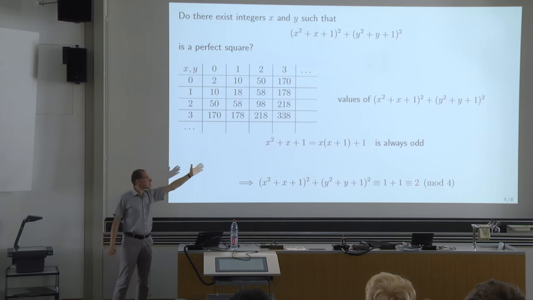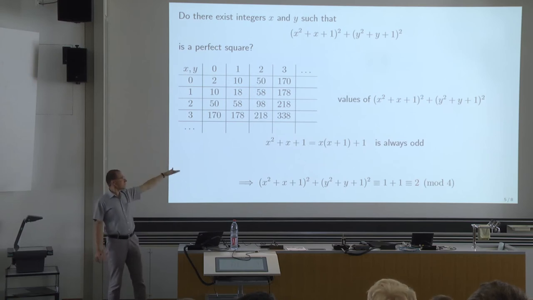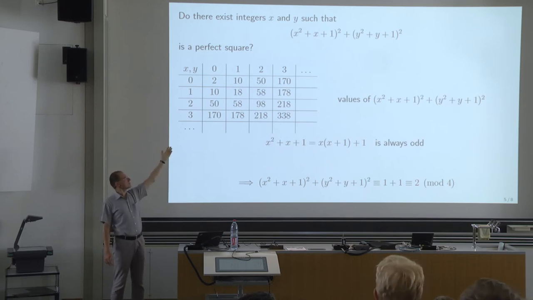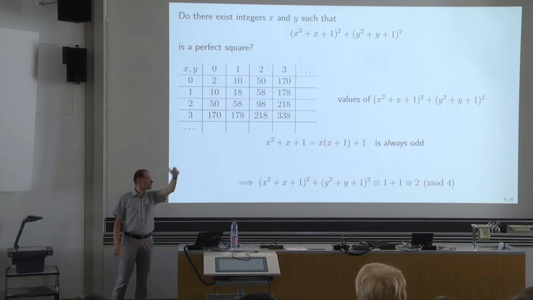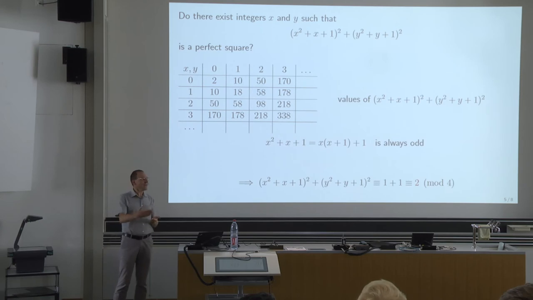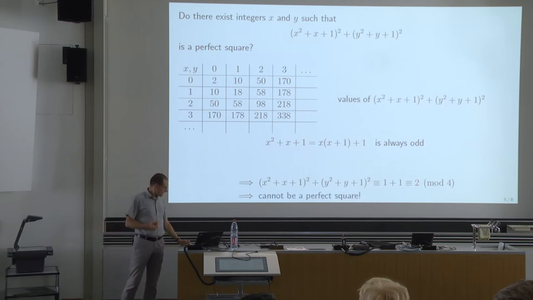And look, the solution is so simple. Basically, the solution doesn't make use of this table. The solution consists of only two lines. Each expression within the brackets is odd, and then the whole thing is congruent to 2 mod 4, so it cannot be a perfect square. You see how elegant the proof becomes once you appropriately use mod 4 arithmetic. Excellent.